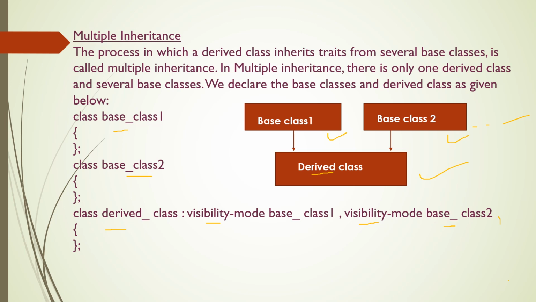In multiple inheritance, we just have to remember that in single inheritance there will be one base class and one derived class, and in multiple inheritance there will be one derived class which can access properties from several base classes, which means there will be more than one base class. So this is the concept of multiple inheritance. Now let's see today an example of multiple inheritance and understand it using a program.